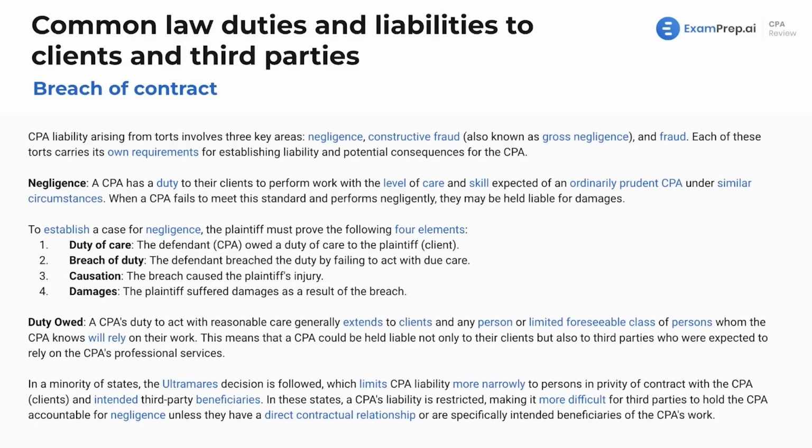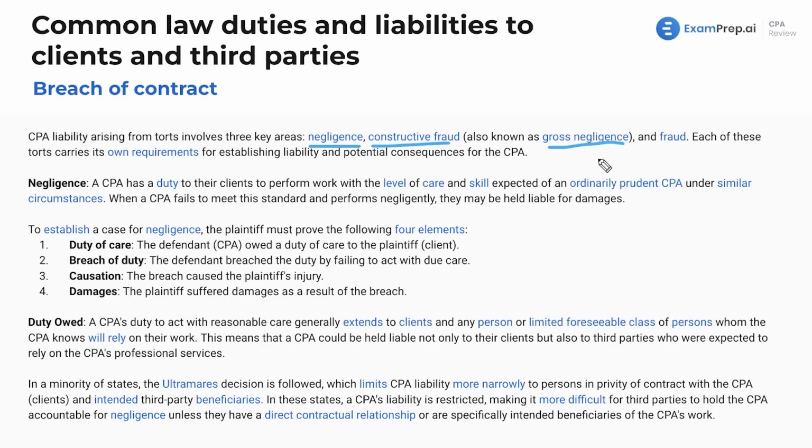Breach of contract. Again, this is something as well that we will continue to see. A CPA liability arising from torts involves three key areas. We've got negligence, we've got constructive fraud, which is also known as gross negligence. I would make sure to know that, memorize that. The constructive fraud is gross negligence.